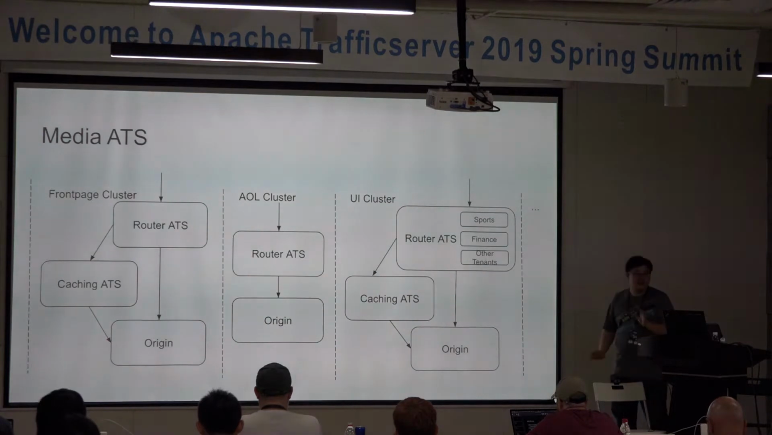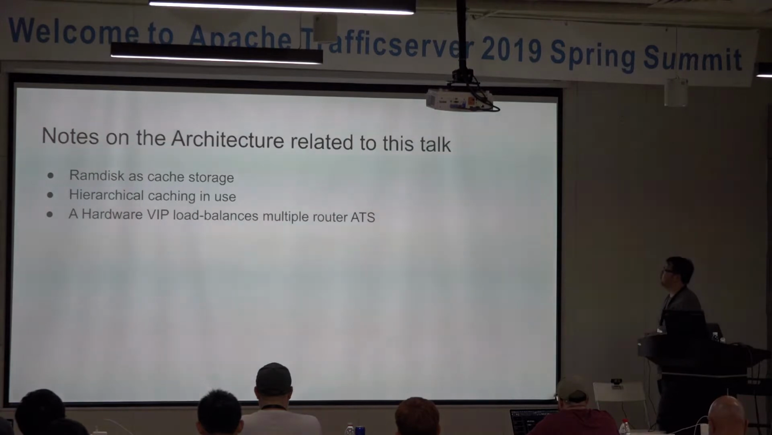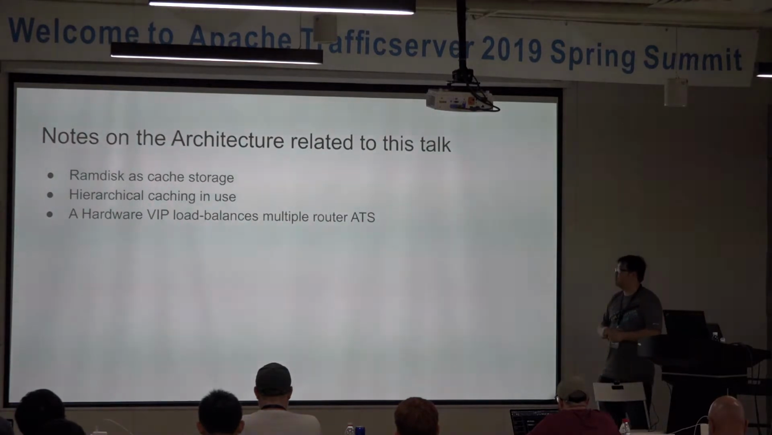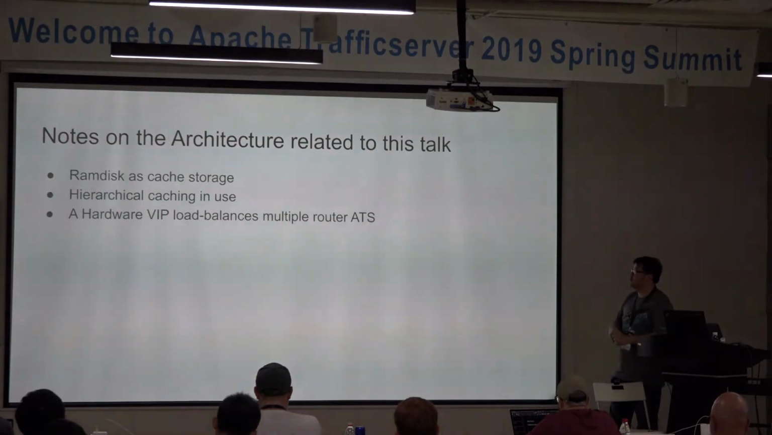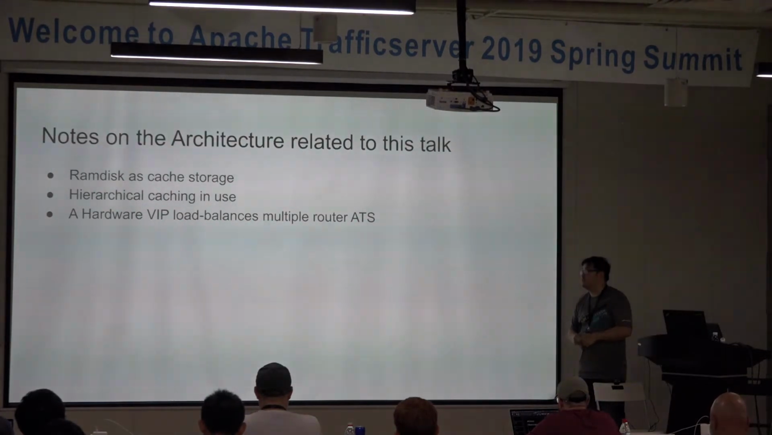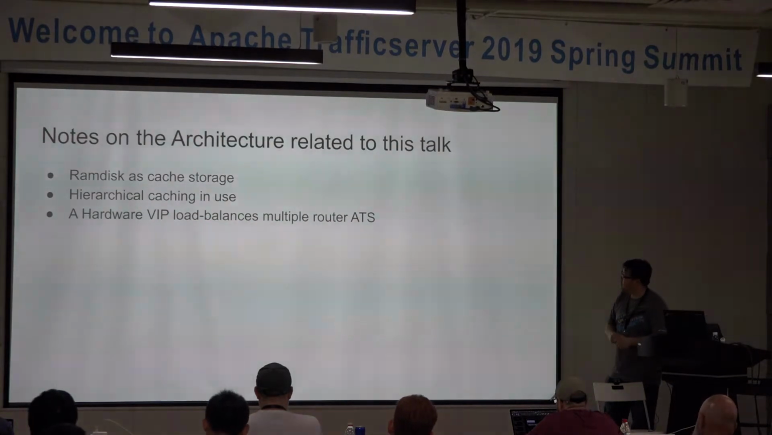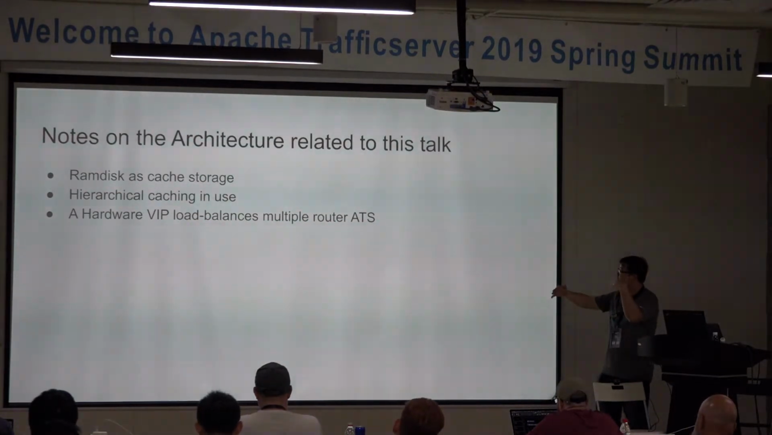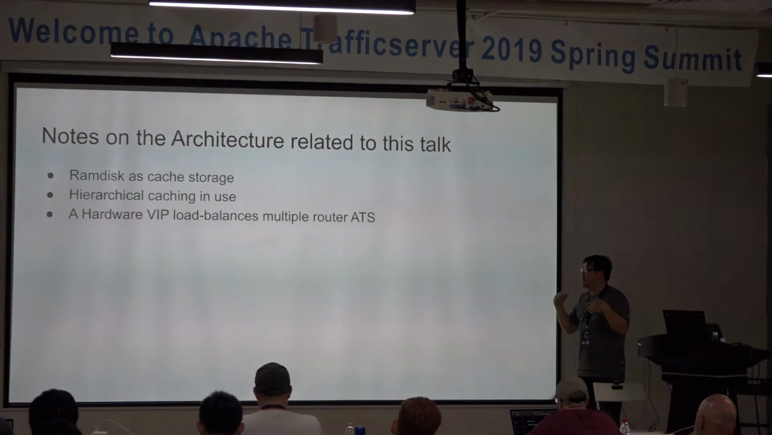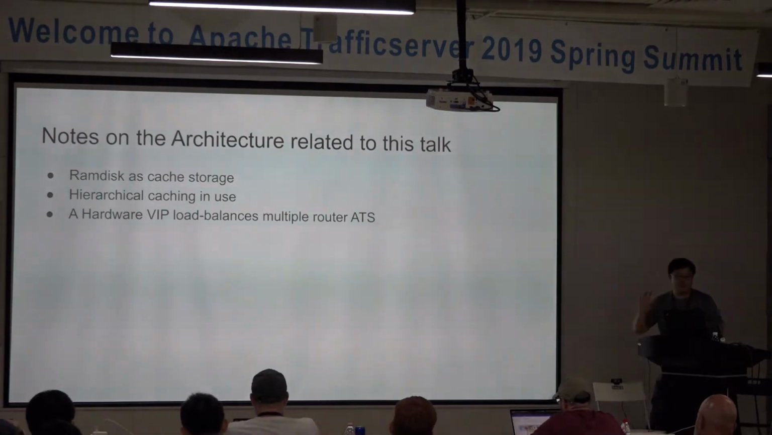So this is how it works at a really high level. Other things related to our architecture: we never use raw disk for cache storage. We have boxes with a lot of memory, and we carve out some of the memory as a RAM disk and use it as cache storage. Hierarchical caching is in use. In front of the router ATS, we have hardware that load balances across the multiple router ATS that we have. So that's the basic idea.